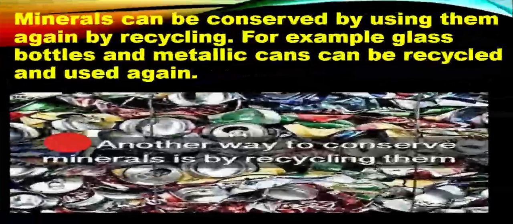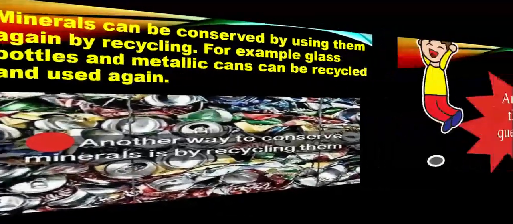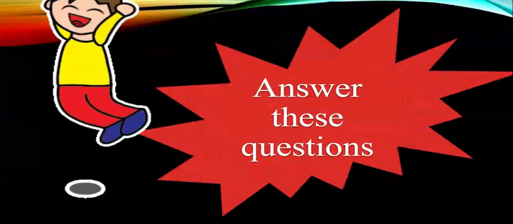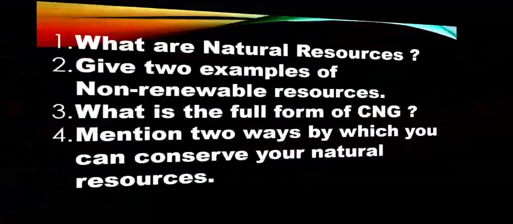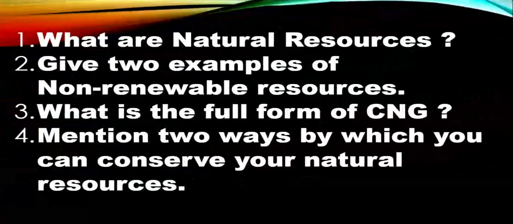That's all for today, children. We have completed the chapter. Now, try to solve the questions given in the next slide orally. First question is, what are natural resources? Then give two examples of non-renewable resources. Then we have, what is the full form of CNG, and mention two ways by which you can conserve your natural resources.